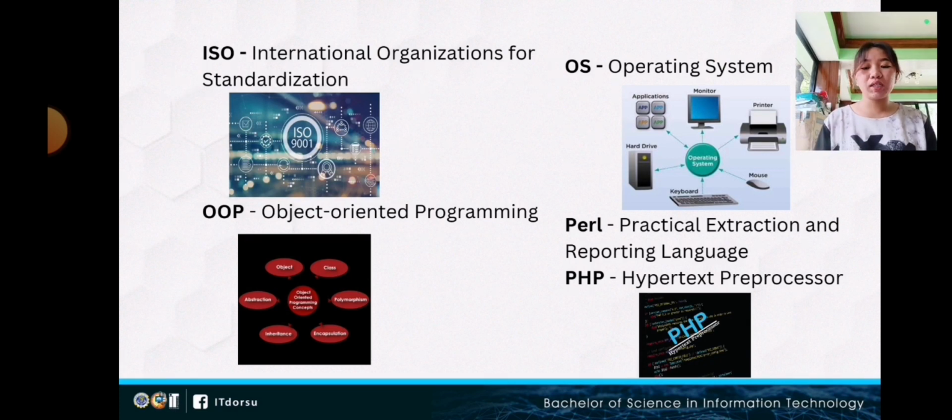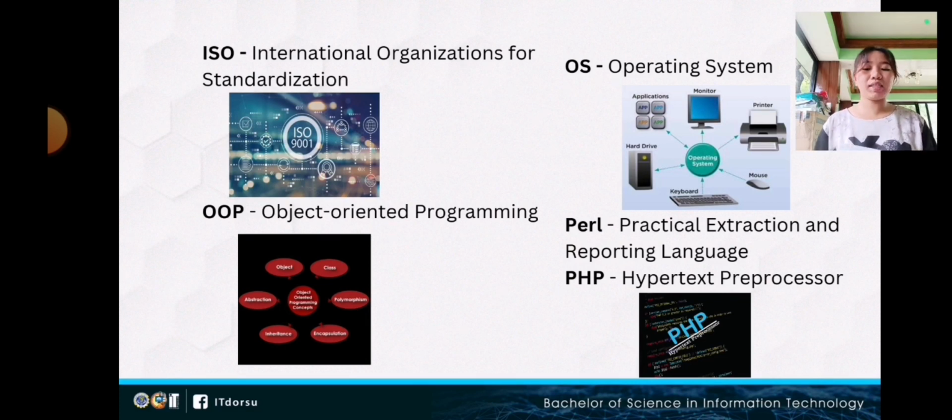The next one is OS, known as Operating System. An operating system manages all of the software and hardware on the computer. It performs basic tasks such as file, memory, and process management. As you can see in the picture, the OS connects the applications, monitor, printer, hard drive, mouse, and keyboard. It processes both software and hardware. The software will not work without the hardware, so the two work together. And the next one is PERL, or Practical Extraction and Reporting Language.